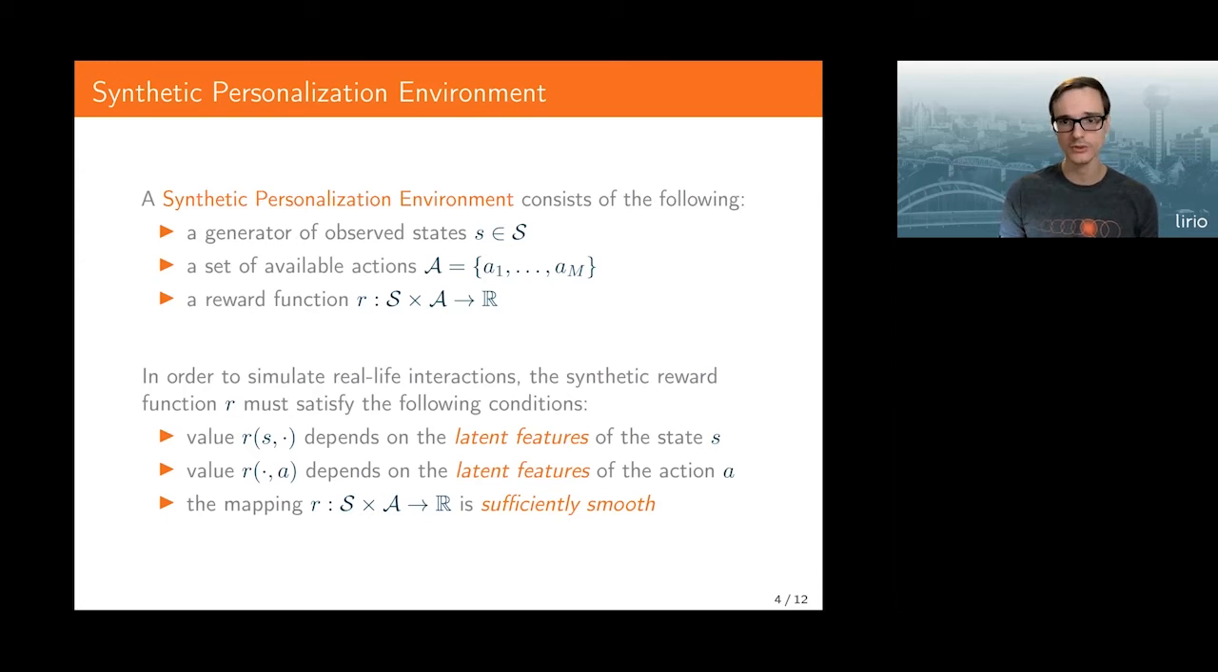And so those conditions specifically are the following. Reward values definitely have to depend on the latent features on both the state and action side. On the state side, it might represent the behavioral features that your agent has to learn. On the action side, it might represent the semantic meaning encoded in your message that the agent also has to learn and extract. And also, this overall mapping that you're creating must be sufficiently smooth if you want any kind of reasonable reinforcement learning system to be able to learn it.